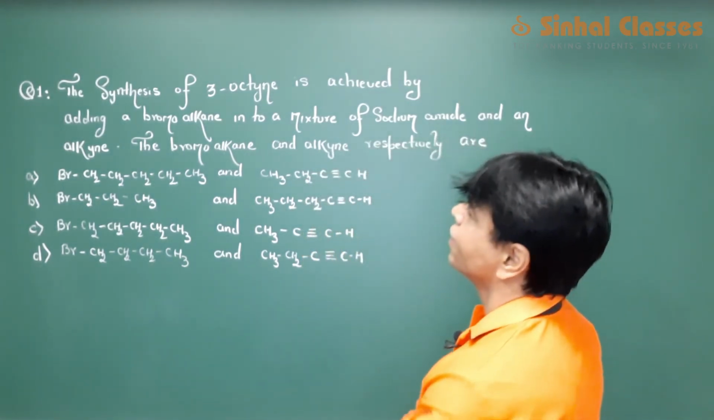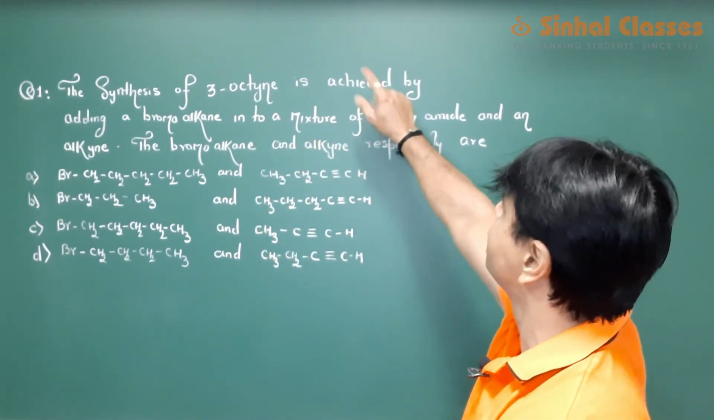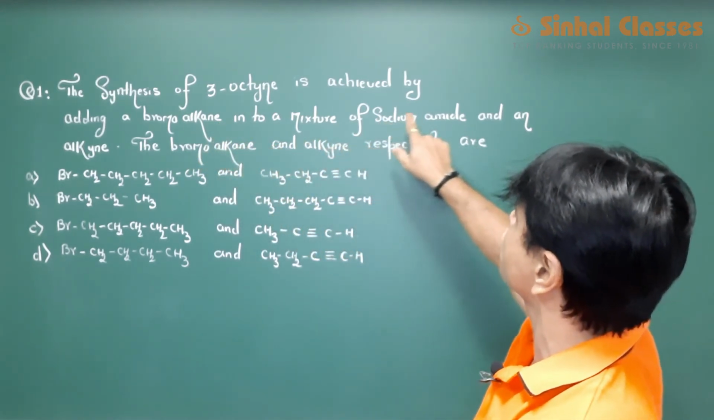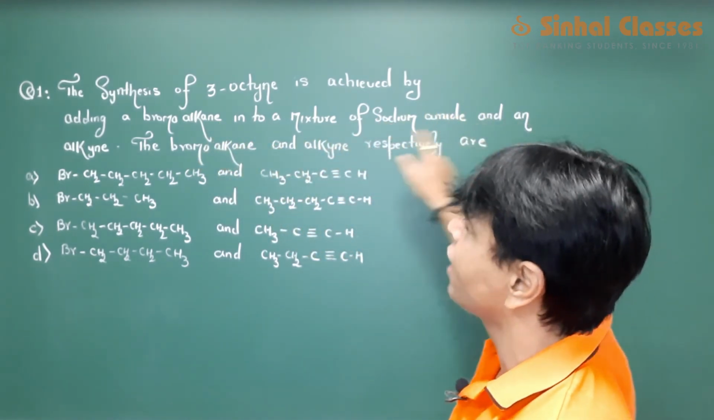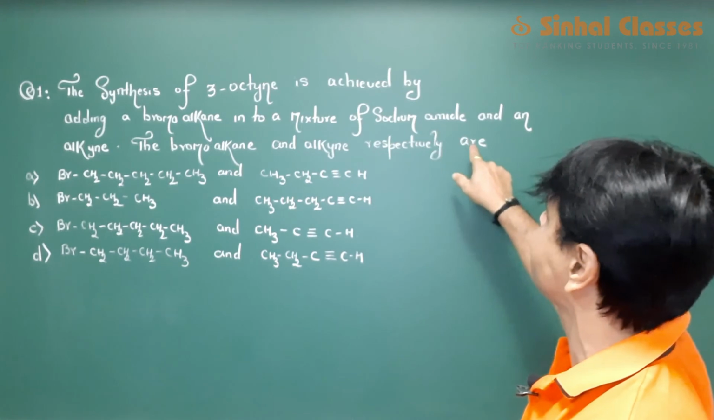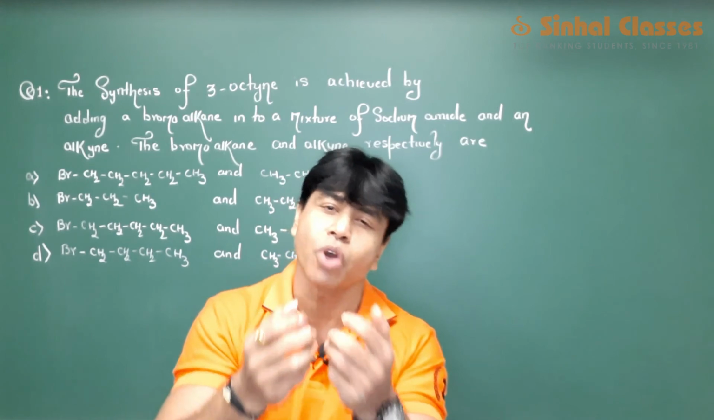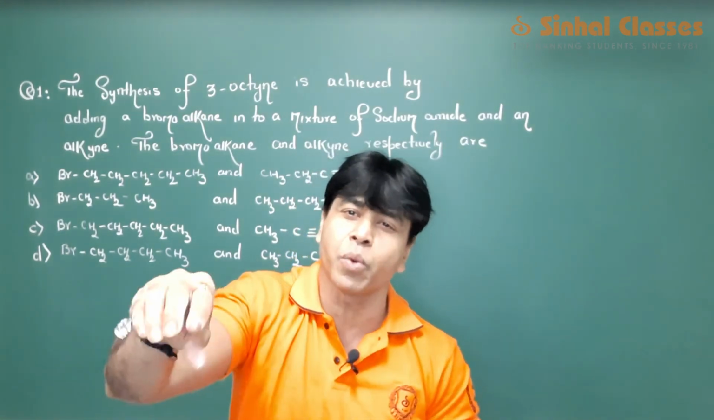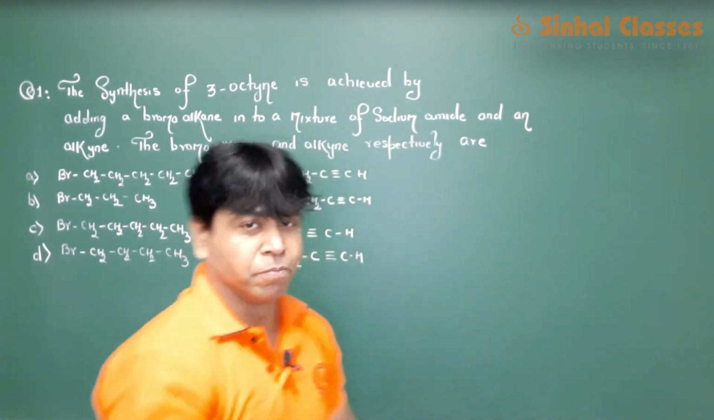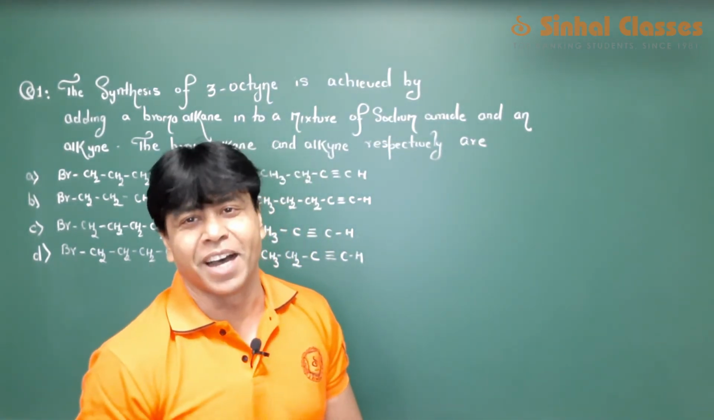It says the synthesis of 3-octyne is achieved by adding a bromoalkane to a mixture of sodium amide and an alkyne. The bromoalkane and alkyne respectively are. Now, you can solve it and get the answer by writing the equation, or you can think logically and get the answer. First let's see logically, and then we'll see how we can write the equation.